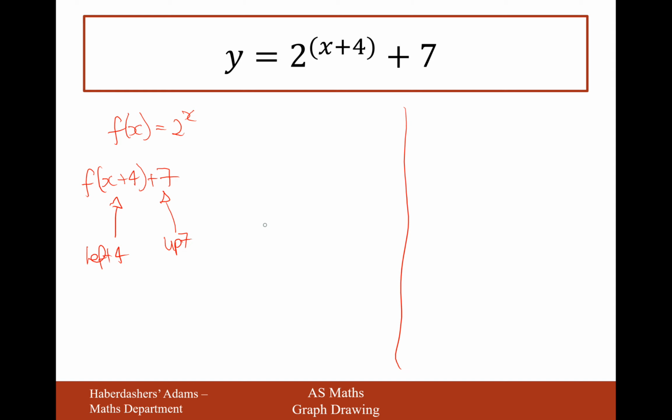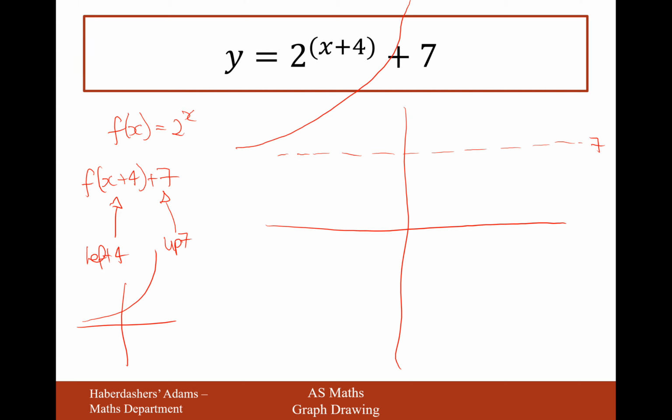So let's draw our axes. And remember, the 2 to the x graph looks like this kind of thing here. So we have one asymptote in the x-axis. So let's move that asymptote first. So that moves up by 7. And then the graph is also going to move left by 3, so it's going to look something like that. And it'll go down towards the asymptote on this side here.